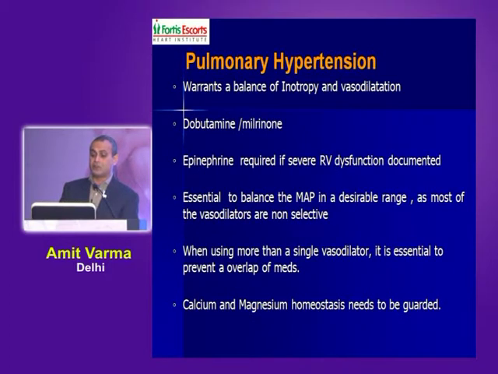Again, we believe that it warrants a balance of inotropy and vasodilatation. Dobutamine-milrinone combo is something that we look at. It's essential to balance the mean arterial pressures in a desirable range. When using more than a single vasodilator, it's important to make sure that you don't overlap meds. And calcium and magnesium homeostasis needs to be guarded. And magnesium is something we tend to routinely overlook in our day-to-day practice, but I can tell you it's something that should be used and done judiciously.